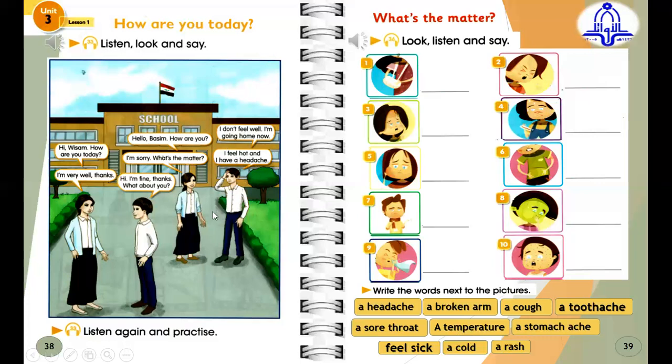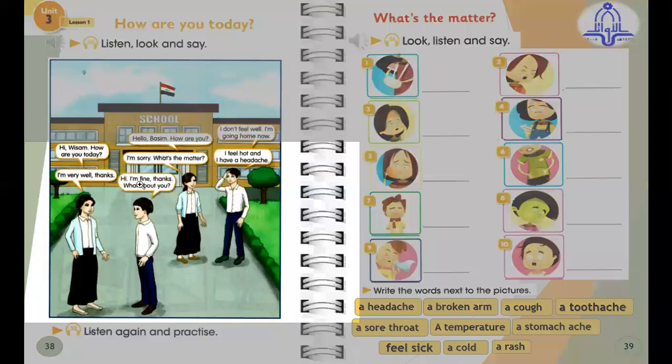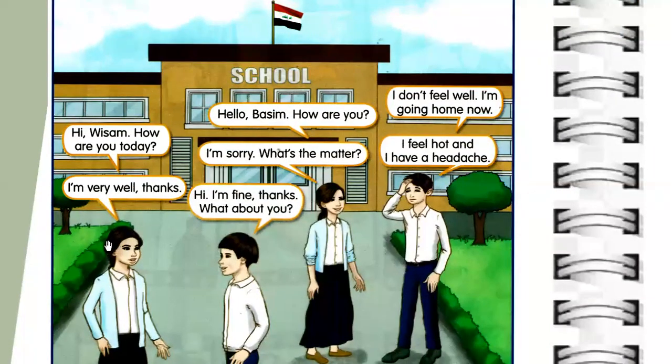Yeah. So as you see in this picture, they are asking about the health. Let me just focus on the conversation. Yes. Dania asked Wissam about his health. She said, hi, Wissam. Marhaban, Wissam. How are you today? كيف حالك اليوم? He answered, hi, I'm fine. أنا بخير. Thanks. شكراً. What about you? ماذا عنك? What about you? She said, I'm very well. أنا جداً بخير. Thanks. شكراً.